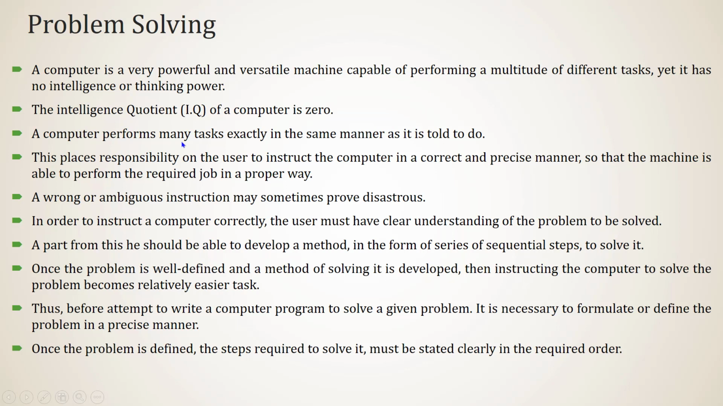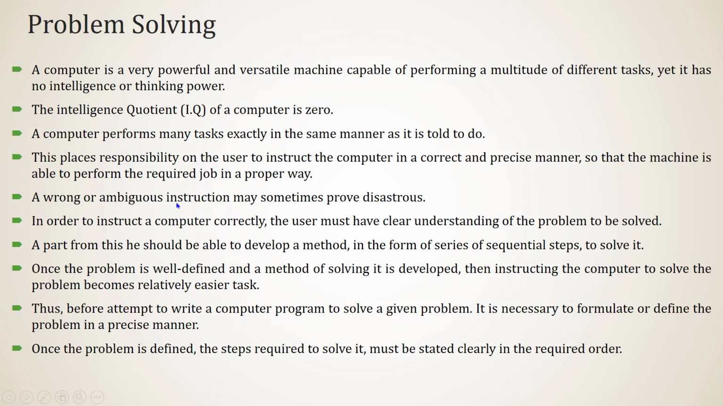A computer performs many tasks exactly in the same manner as it is told to do. So actually what a computer does is based on the instructions given by the user. This places responsibility on the user to instruct the computer in a correct and precise manner so that the machine is able to perform the required job in a proper way. A wrong or ambiguous instruction may sometimes prove disastrous. So if we want to get the correct outcome, we have to give the correct instruction.